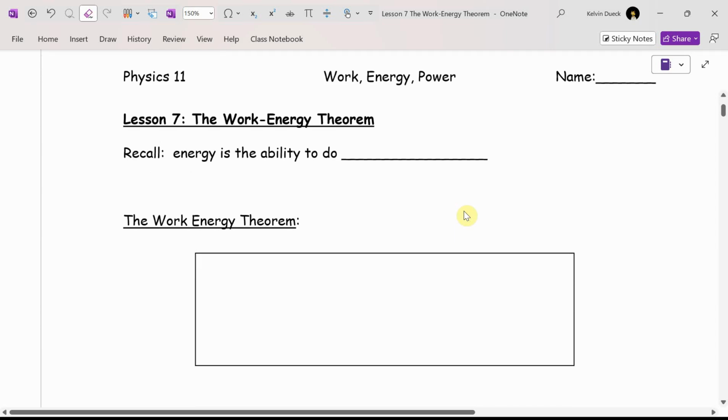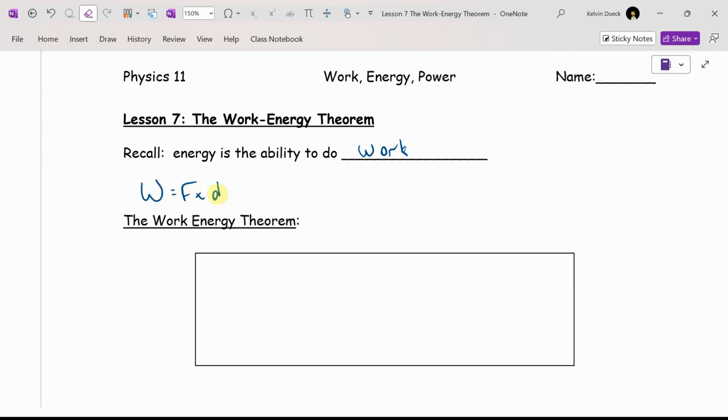So the work energy theorem, this is what relates work and energy. Energy, we said, is the ability to do work. Aiden, how do we find work? Work equals what times what? This was limited because you couldn't have a changing force. You had to have a constant force. The force and the distance had to be in the same direction. It was okay.